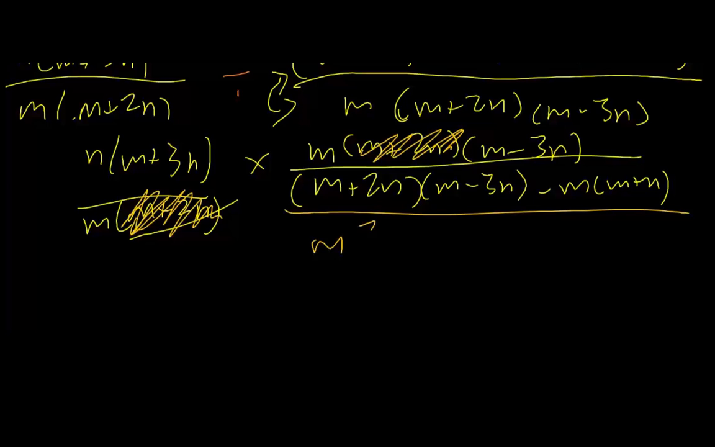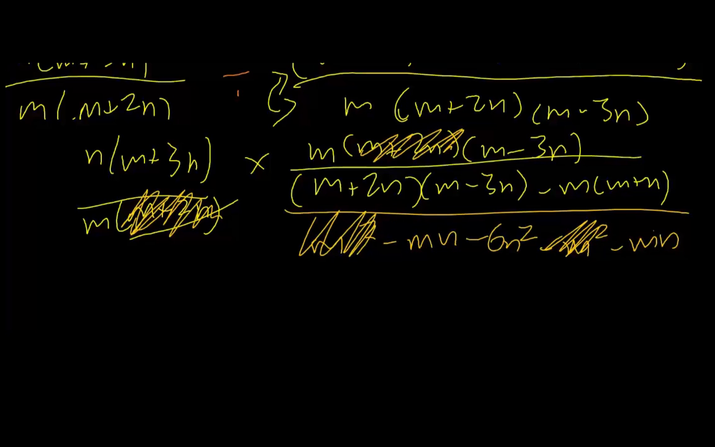So now we're going to expand out the denominator on this side. So m squared minus mn minus 6n squared minus m squared minus mn. Now this m squared right here will cancel out with this m squared, leaving us with negative 2mn minus 6n squared. We can further factorize this. The common factor is negative 2n times m plus 3n, and that's what we got here.